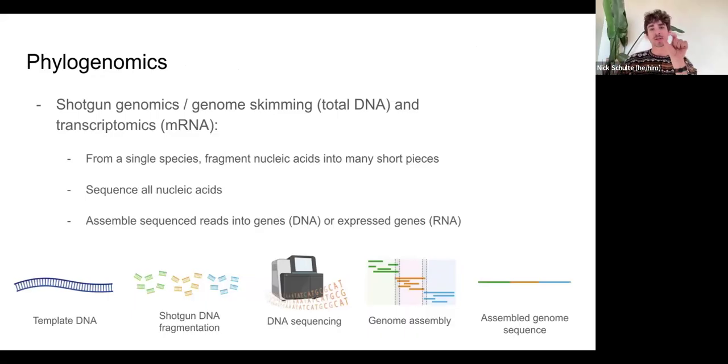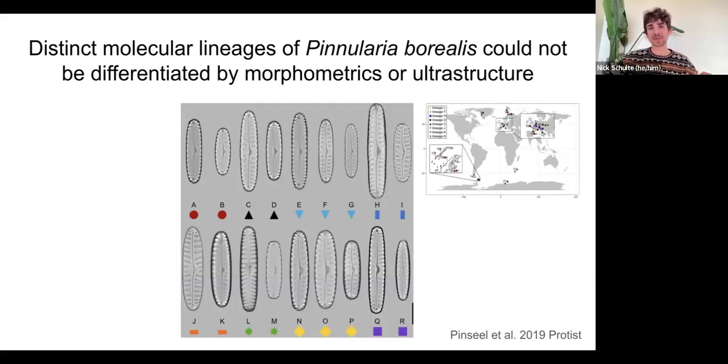And then we can extend this beyond genes. So barcoding is focusing on small regions. There are hundreds of millions of base pairs in a diatom genome, and we're only looking at 500 to 1,000, maybe 1,500 in this example, to differentiate these different lineages.